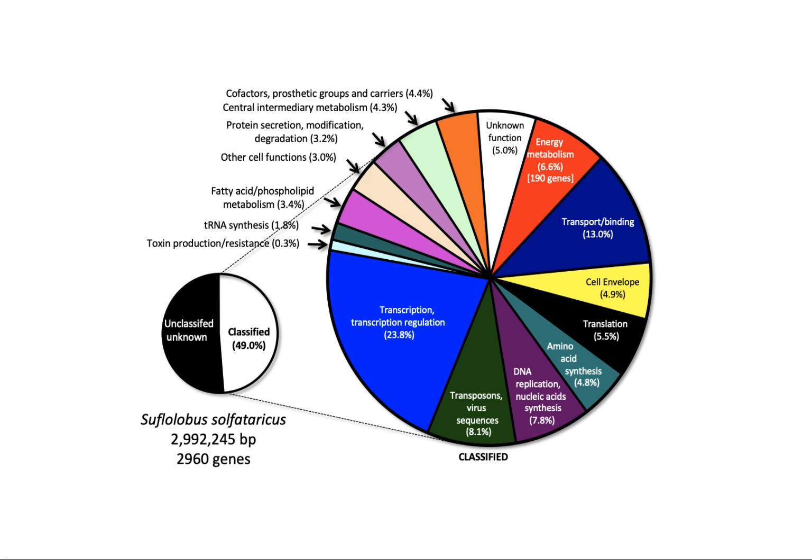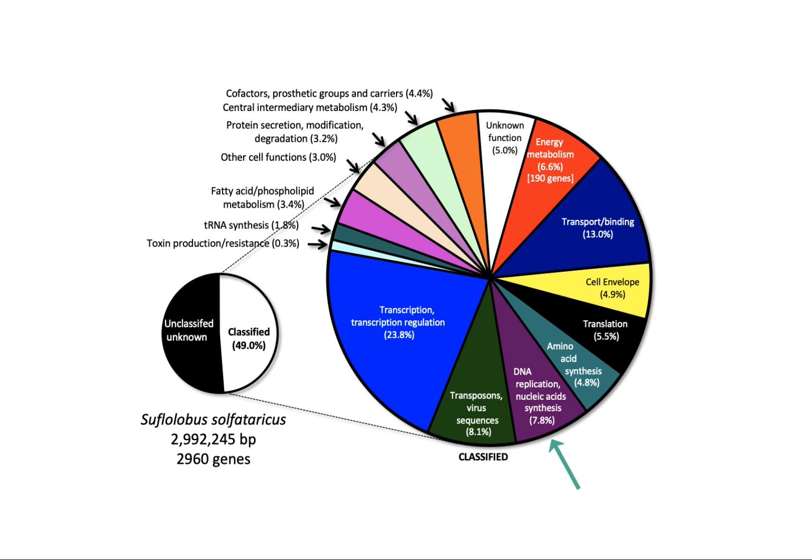Here is a pie chart of the different gene categories. 6.6% is devoted to energy metabolism. This is lower than a lot of other bacteria or archaea. And so it may be that since it has a ready supply of protons and ATP, and it has a lot of thermal energy, that it devotes less of its genome to energy metabolism.